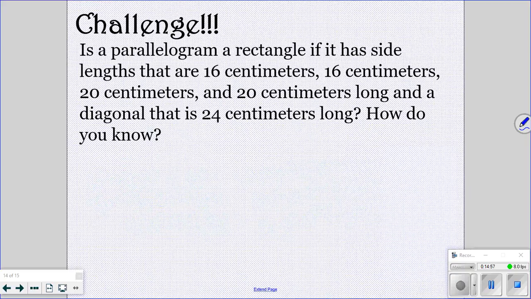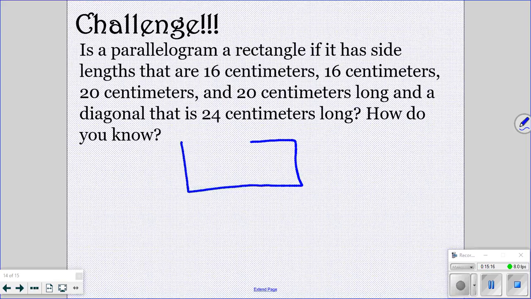Okay, so now let's look at this challenge question. Is a parallelogram a rectangle if it has side lengths that are 16, 16, 20, and 20, and a diagonal that is 24 centimeters long? How do you know? So y'all try this one, and then I'll go over it. So we have what we think might be a rectangle, and the diagonal is 24, and we have side lengths 16, 16, 20, and 20.